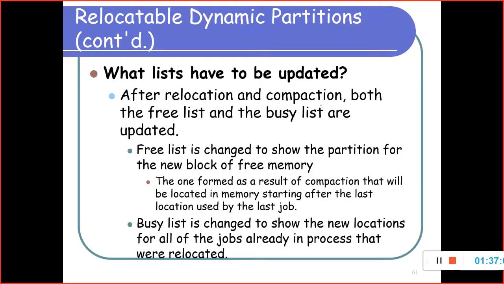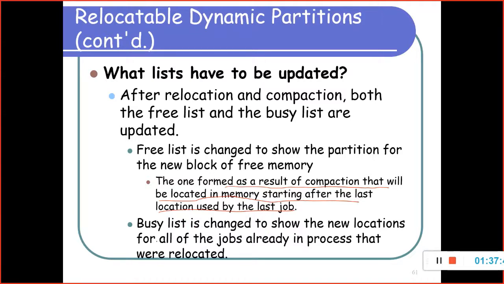RAM has to do more jobs, or the OS has to do more jobs. So what lists have to be updated? After relocation and compaction, both the free list and the busy list are updated. Of course, when you move up or you move down, most probably usually it is move up to lower memory address. Free list is changed to show the partition for the new block of free memory, the one formed as a result of compaction that will be located in memory starting after the last location used by the last job. Okay, meaning that you move to the new memory location.